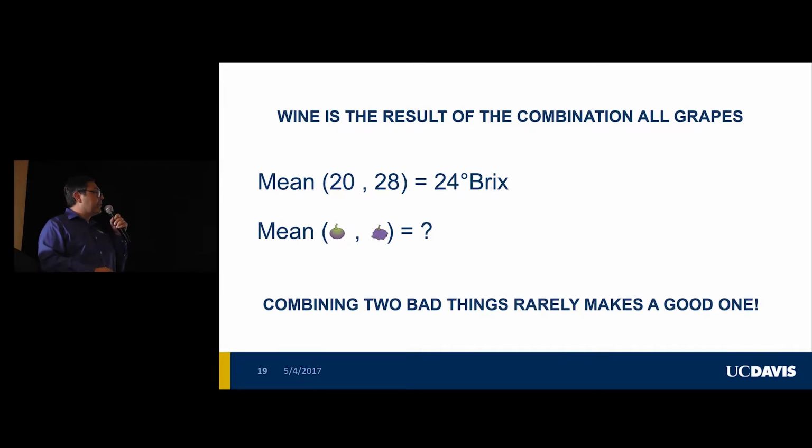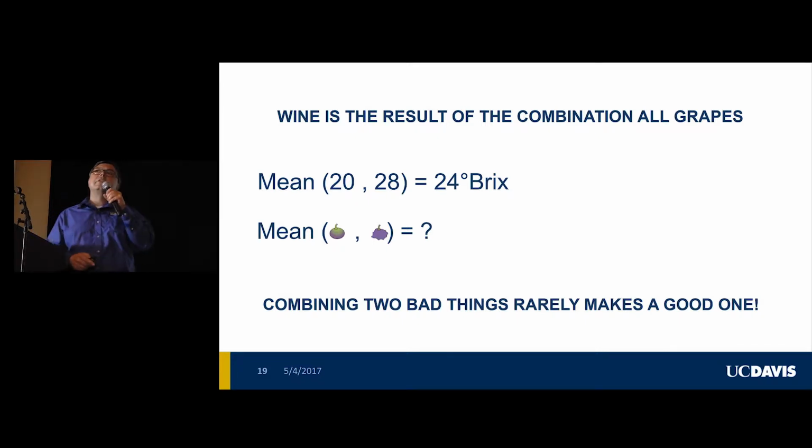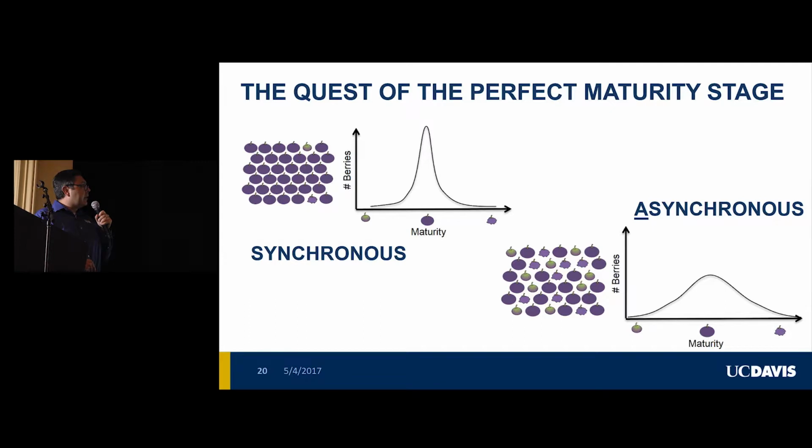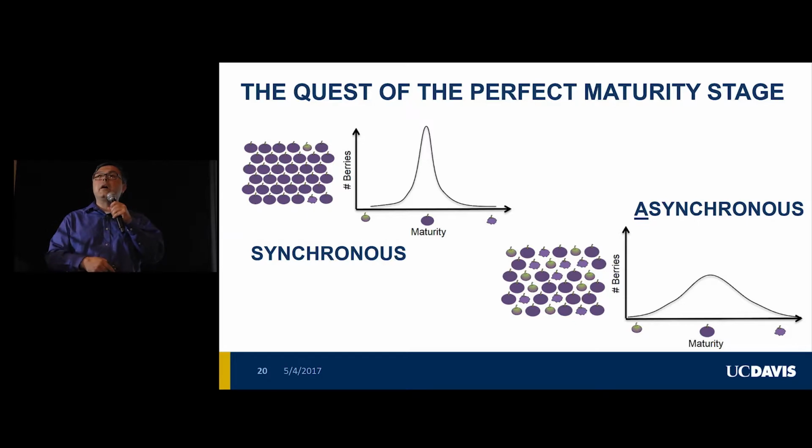But wine is the result of a combination of all grapes. So the mean usually is around 24 Brix. And the mean is made up of some of these green berries at like 20 Brix, or some of these overripe berries right around like 28 Brix. Combining two bad things rarely makes a good one. So you can have a synchronous ripening or asynchronous ripening in vineyard and plantation systems, because vineyards are variable in space, and ripening varies temporally within a vineyard.